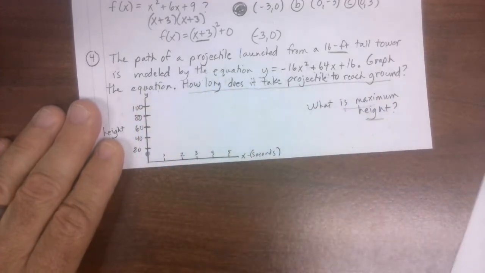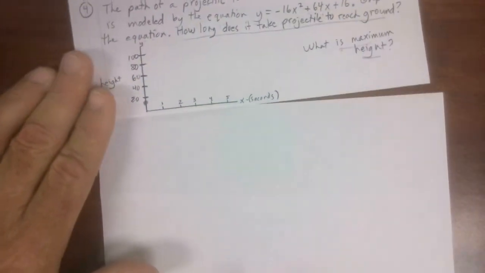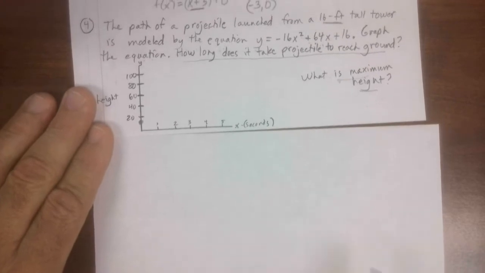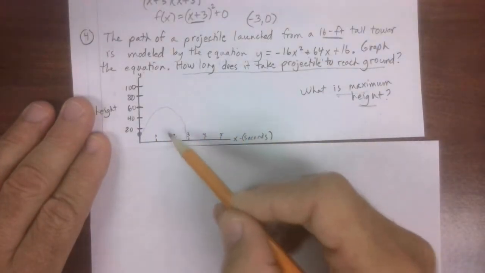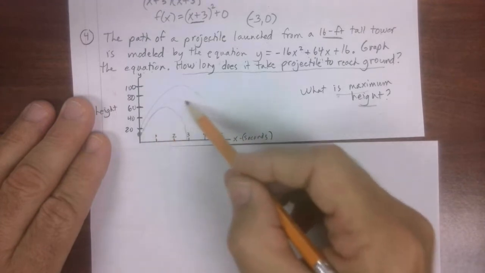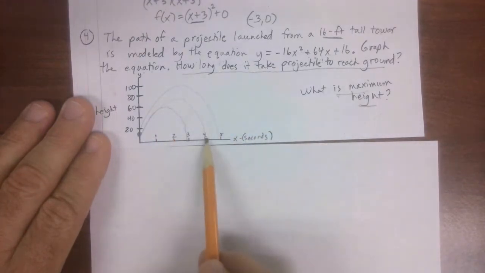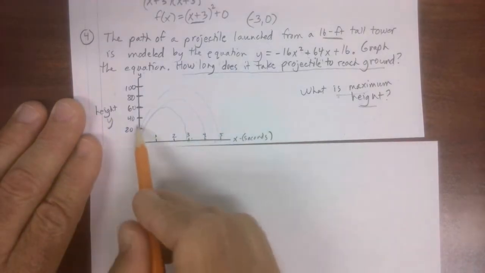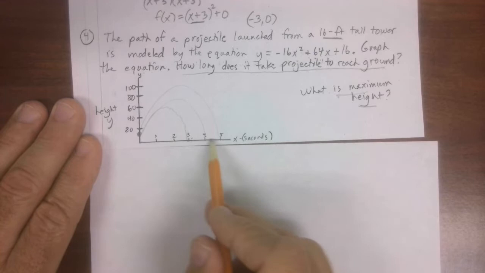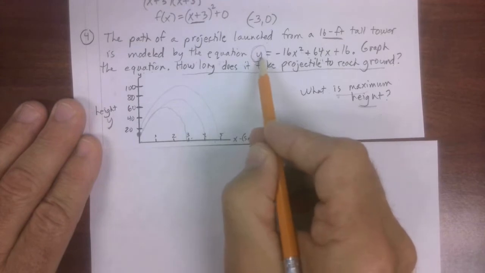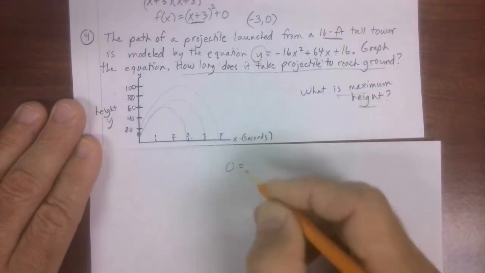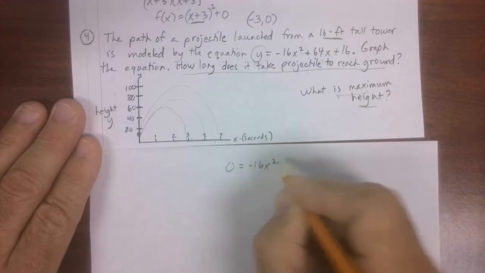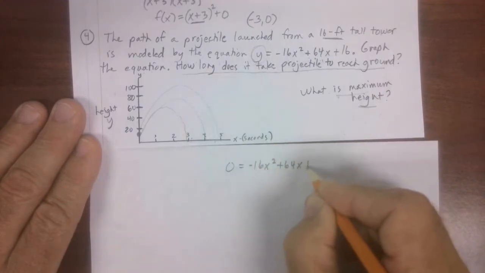Now here we go. We've got to use our noggins. We know that this thing goes up and it comes down. We have to figure out where it touches the ground. So we're trying to find out where y, this is your y-axis, where y, the height, ends up being 0. That's what we're digging for. So that's the clue to set y equal to 0. So we go 0 equals negative 16x squared plus 64x plus 16.